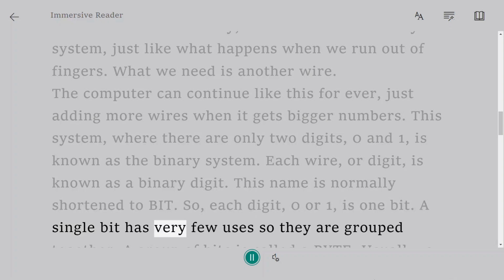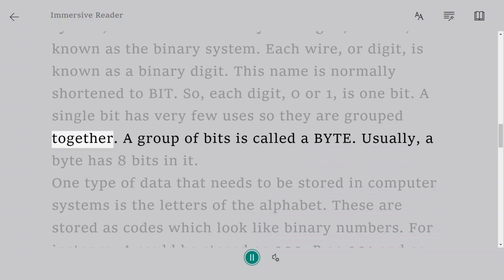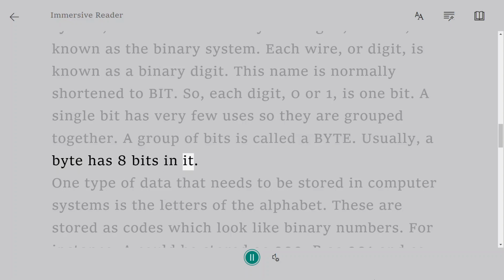A single bit has very few uses, so they are grouped together. A group of bits is called a byte. Usually, a byte has 8 bits in it.